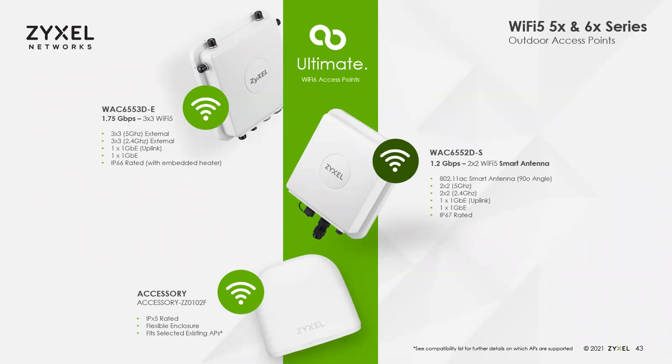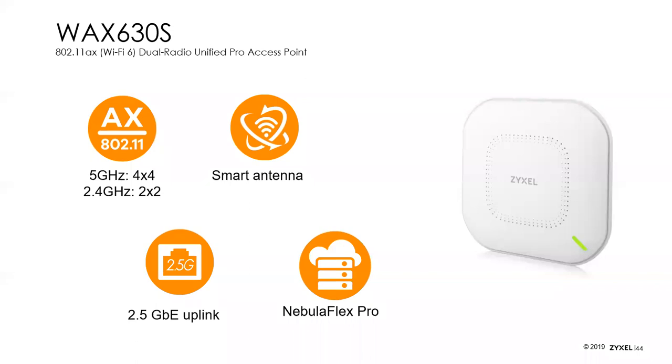And let's see here. I want to talk about our new one, the WAC 630S. One of the complaints we had gotten on our Wi-Fi 6 line has been, you've got the WAC 650S, which is great, but it's expensive and it's more horsepower than I or my customers need. So this is now our entry-level Wi-Fi 6 smart antenna access point.